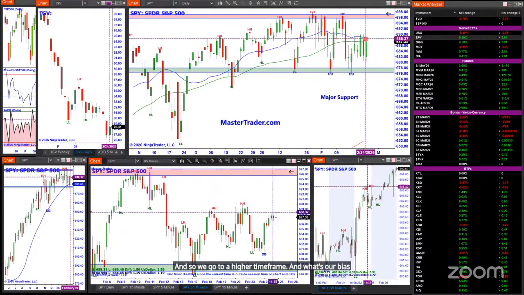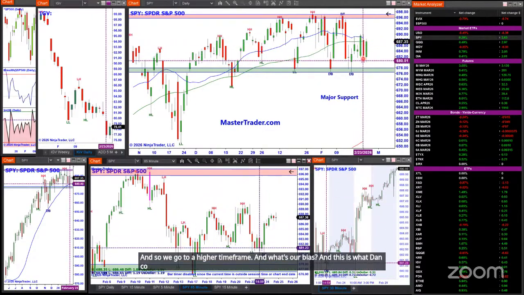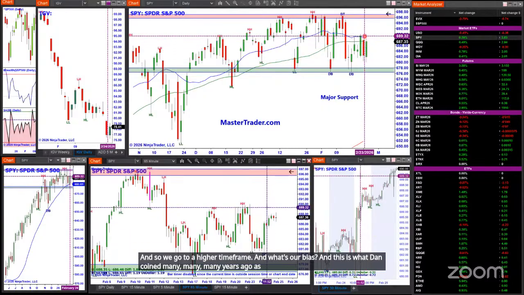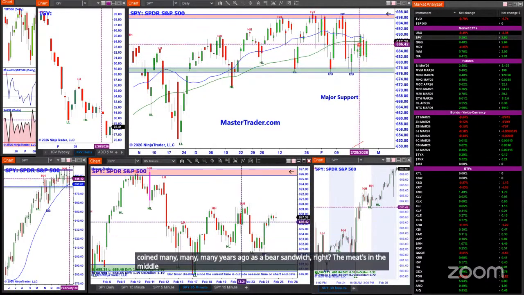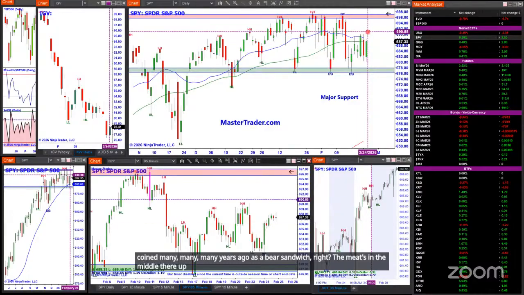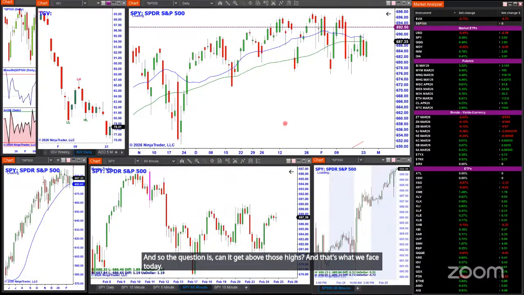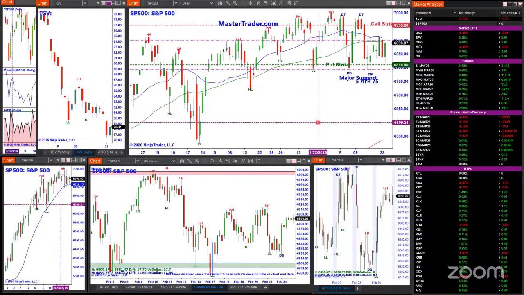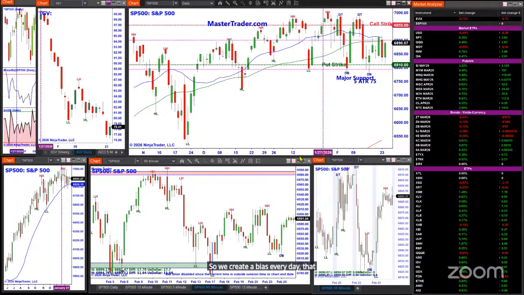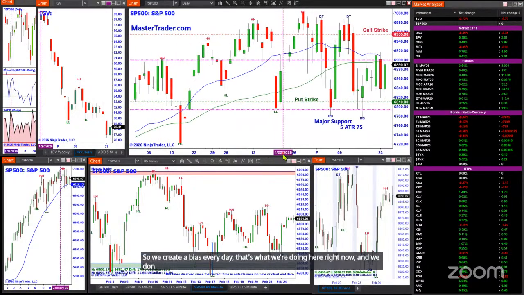This is what Dan coined many, many years ago as a bear sandwich. The meat's in the middle there, up bar, down bar, up bar. And so the question is, can it get above those highs? And that's what we face today. So we create a bias every day. That's what we're doing here right now. And we then look at another market.